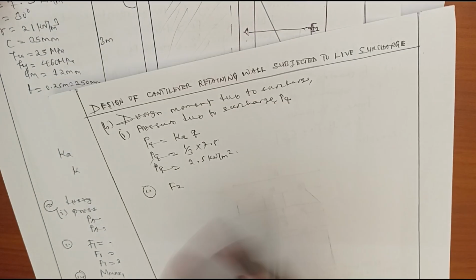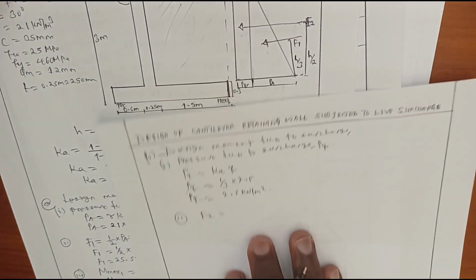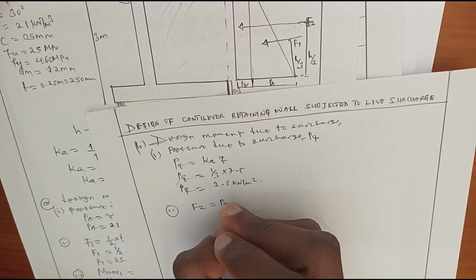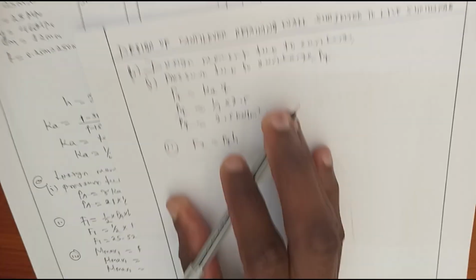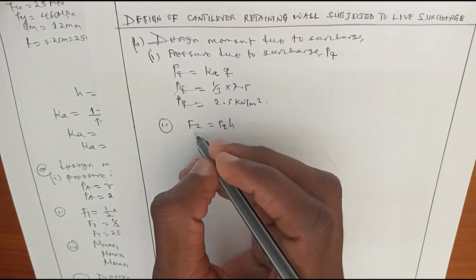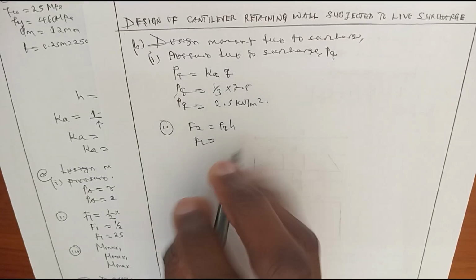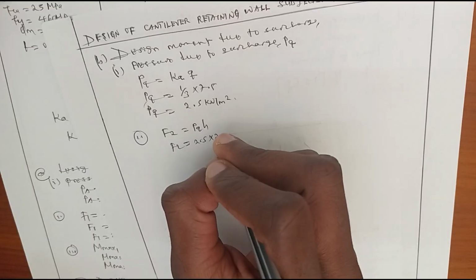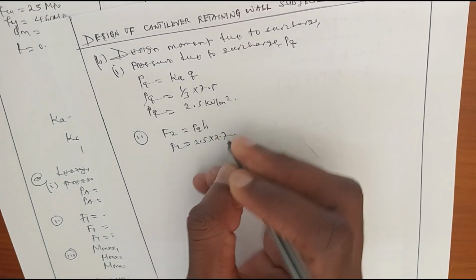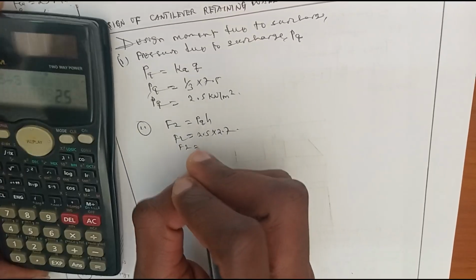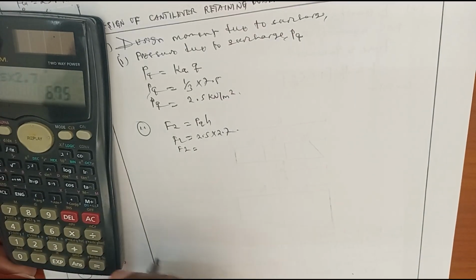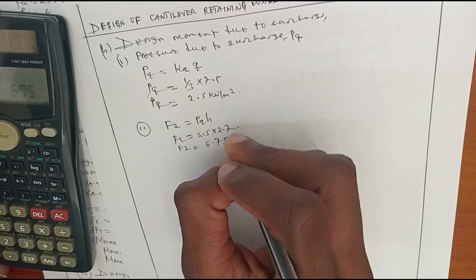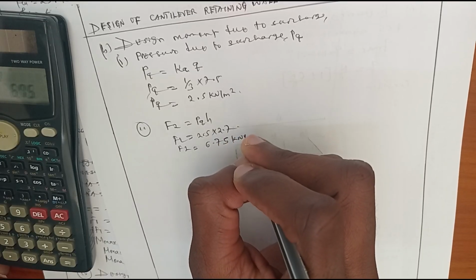So the area of a rectangle is obtained by taking width times height. Width is pressure due to surcharge times h. So horizontal force will be equal to surcharge, which is 2.5, times h, which is 2.7. When we multiply here, horizontal force due to surcharge will be equal to 6.75. This is kilonewton per meter.